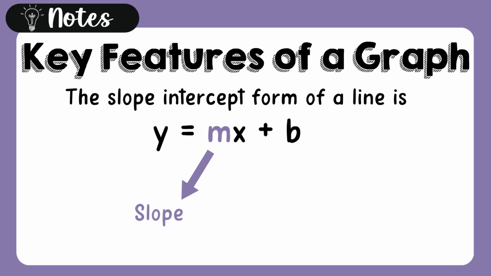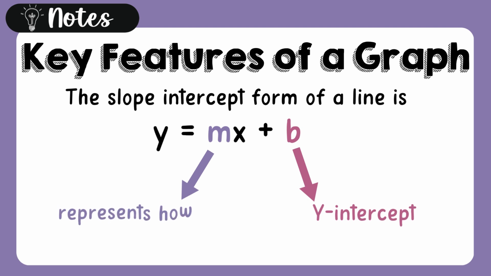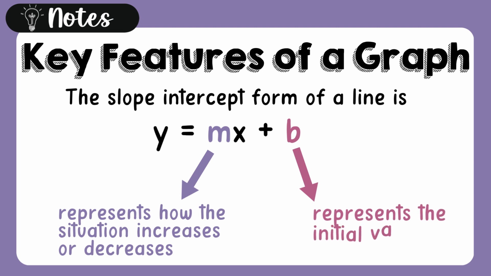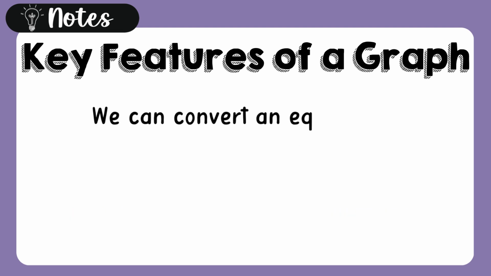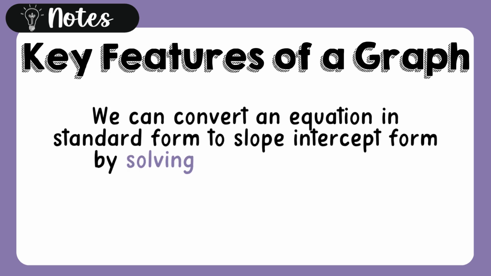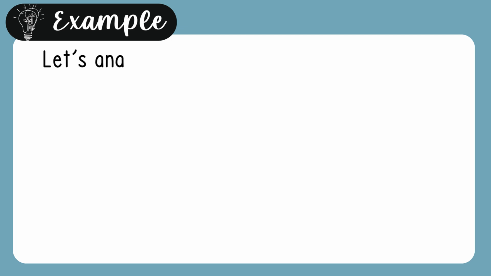M represents the slope, and b represents the y-intercept of the line. If we're given a real-world situation, the slope will represent how the situation increases or decreases, and the y-intercept will represent the initial value of our situation. We can convert any equation in standard form to slope-intercept form by solving the equation for y. Let's look at an example.